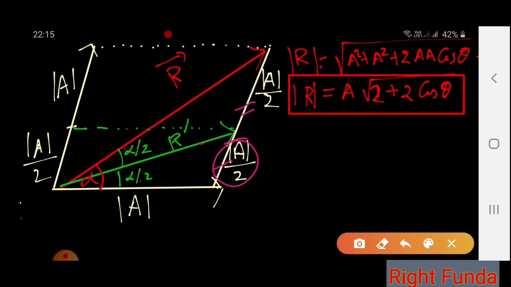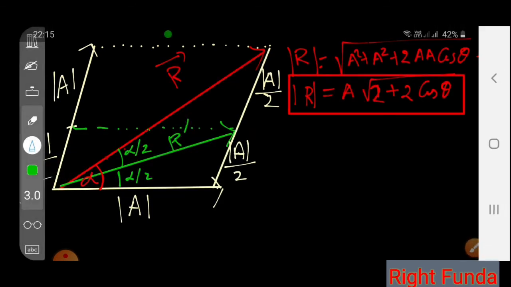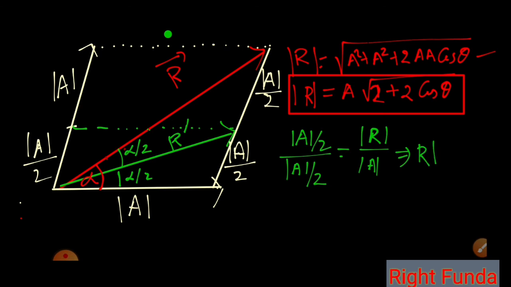From that I can calculate, for mod A or the A vector, that mod A by 2 by mod A by 2, from these two triangles, is equal to R by mod A. The left hand side is 1, so I get that R is equal to mod A. And we have got here that R is equal to mod A.